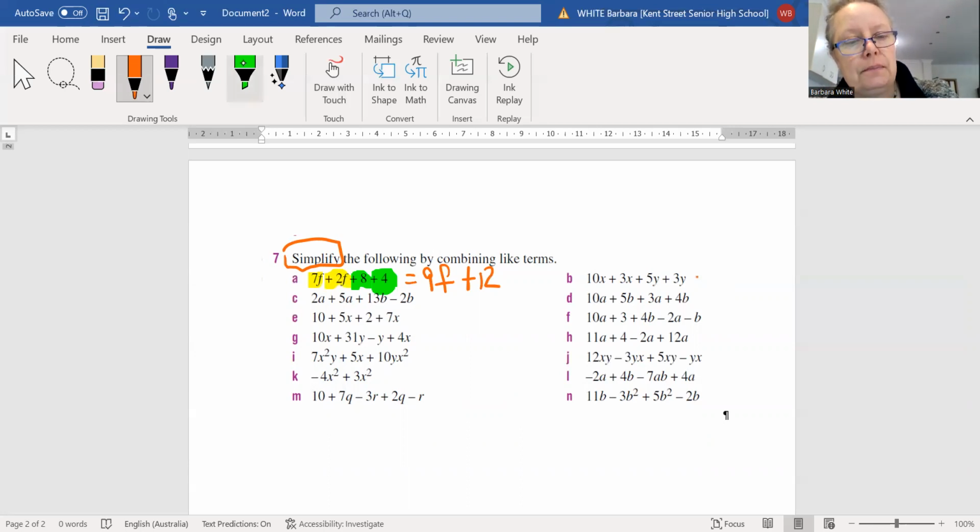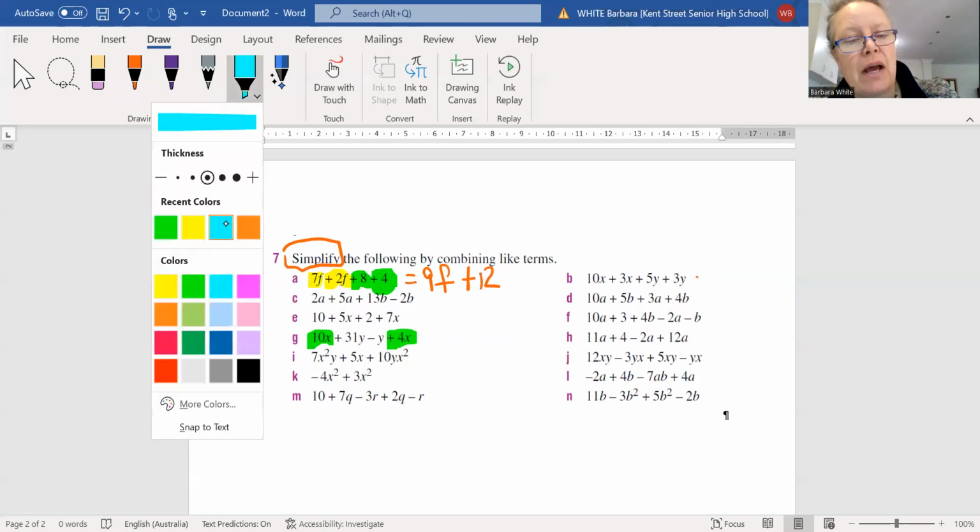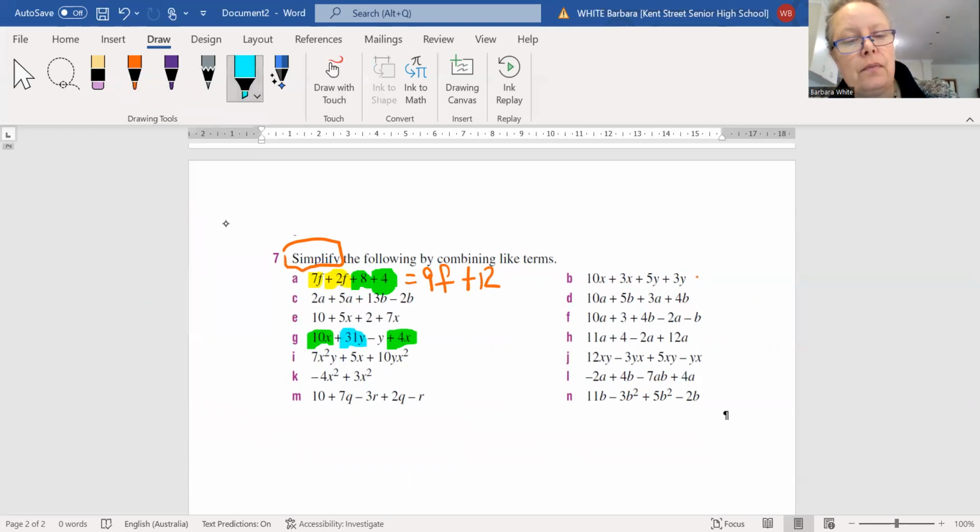Let's do G. Let's get a green highlighter. We'll do the X's in green. And we always collect the sign that comes before. Plus 31y minus y. So I start with 10x, I add 4x, that gives me 14x. I've got 31y, taking y away, I am left with 30y.